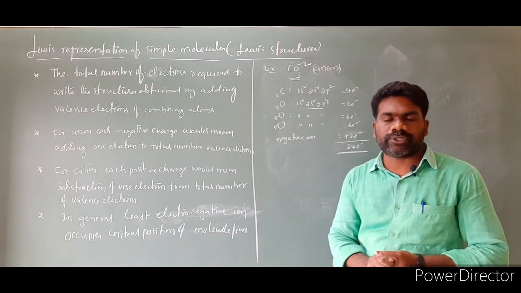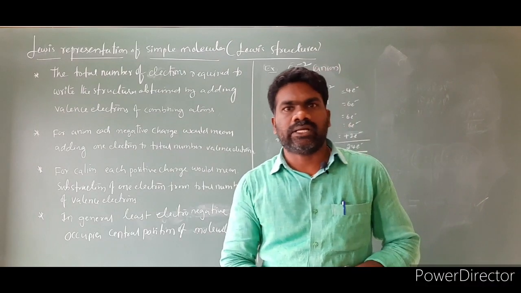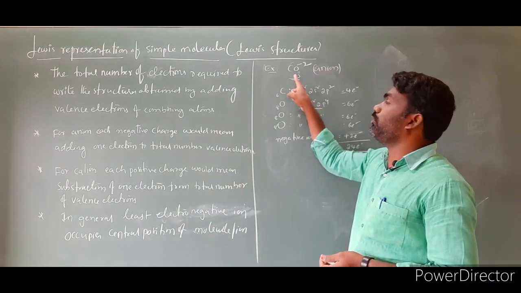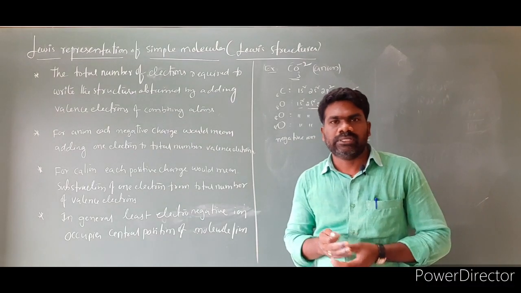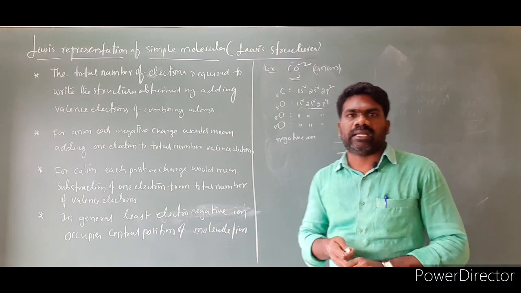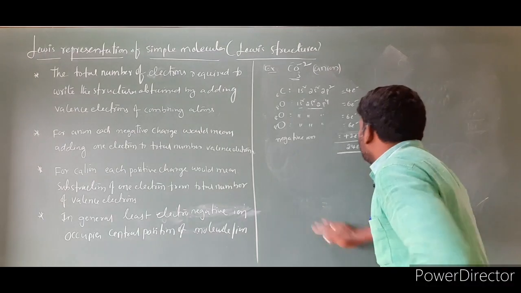We have to distribute these 24 electrons to how many atoms? 4 atoms: 3 oxygens, 1 carbon. We have to distribute 24 electrons to 4 atoms. Each atom must get 8 electrons.